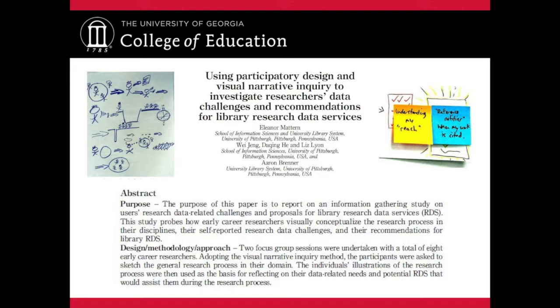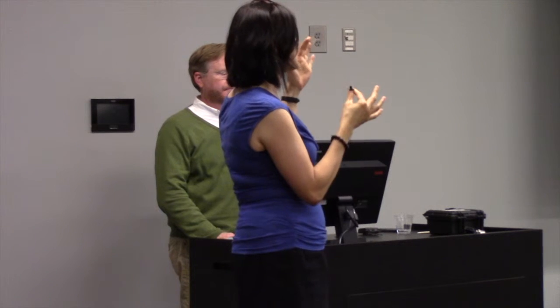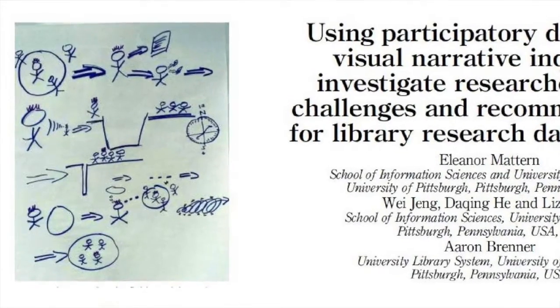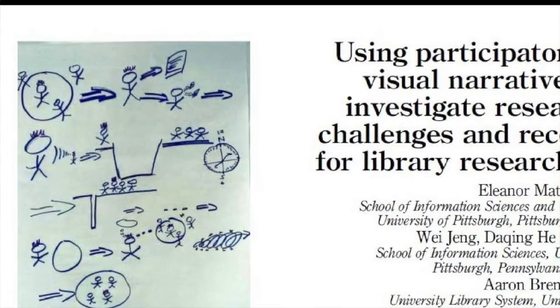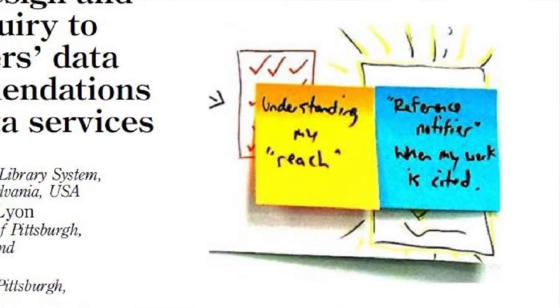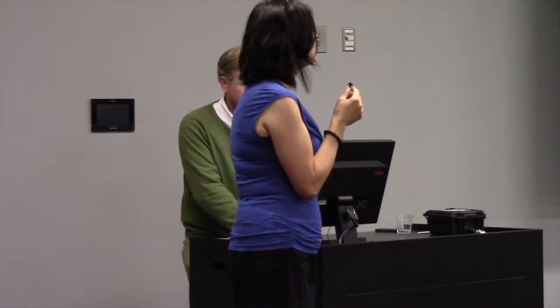This one was pretty cool, using participatory design and visual narrative inquiry to investigate researchers' data challenges and recommendations for library research data services. Here, they interviewed and talked with early career researchers and asked them to actually sketch out how they conceptualize doing research in their disciplines. Up on the left, the scholar who was drawing that said that there is a big chasm between him and the end product, and so everything he was visualizing was how he can get around the chasm to get where he needs to go. On the right, there are a couple of post-it notes where they wanted more assistance understanding how their scholarship had a reach to their audience. So they were able to use these visual representations and focus groups to understand what the research process felt like to them, and that could help the librarians figure out strategies to help them.